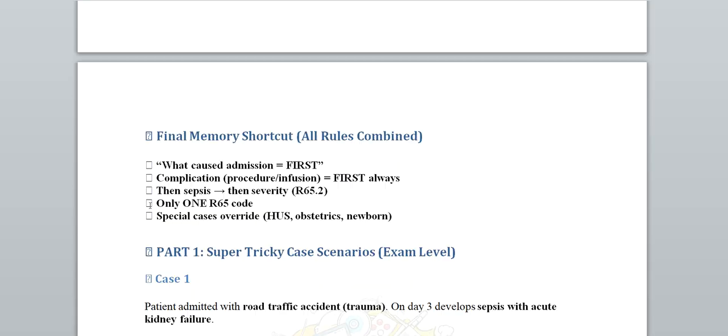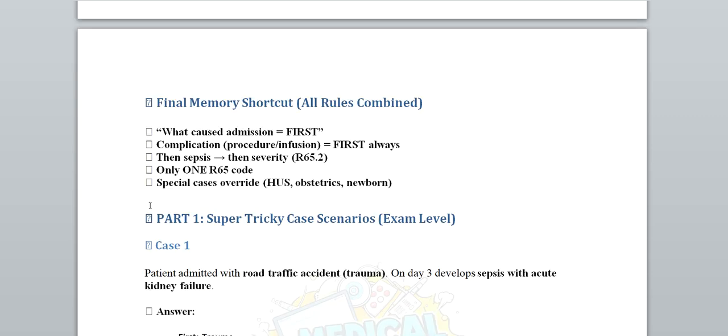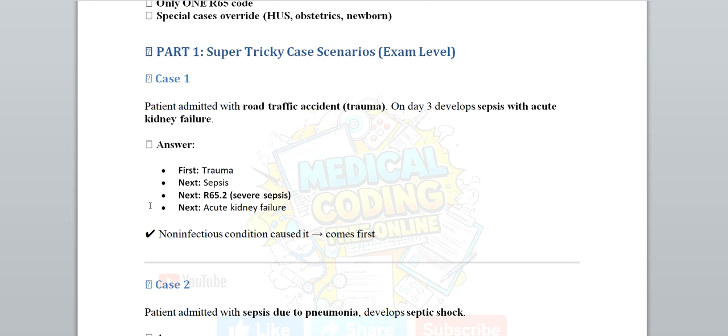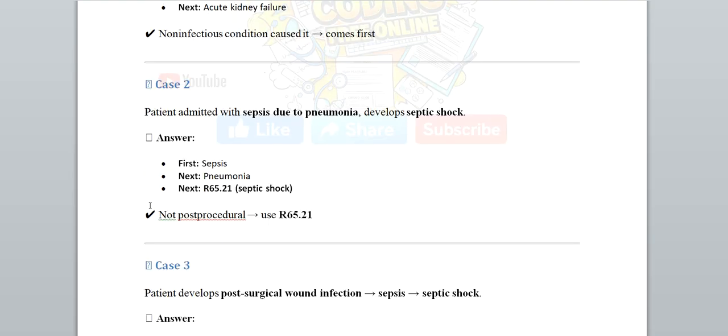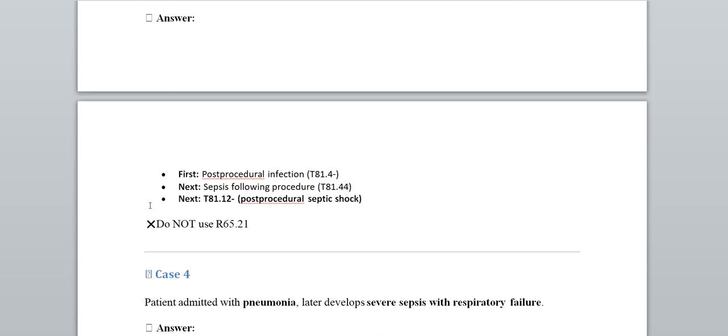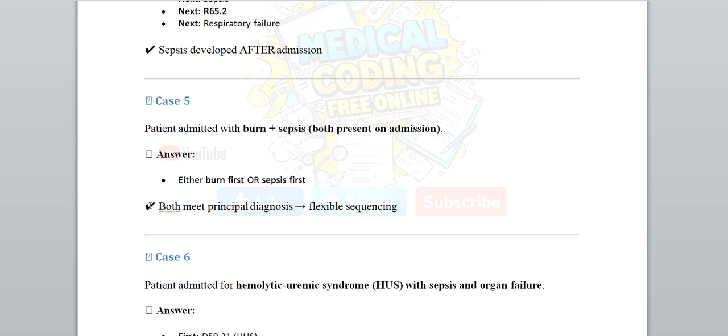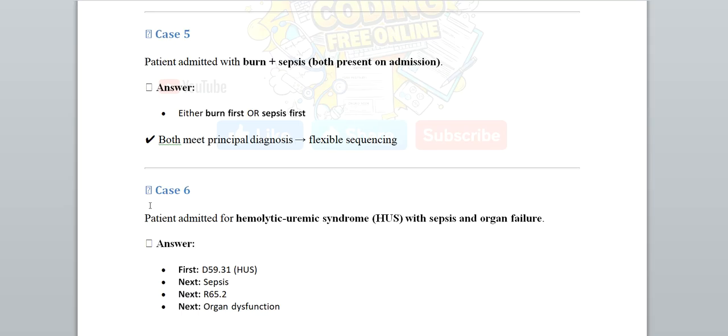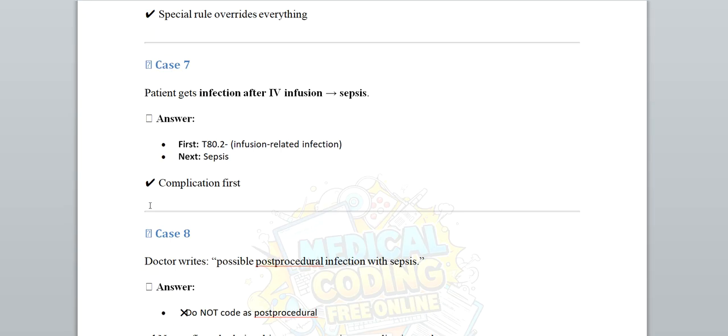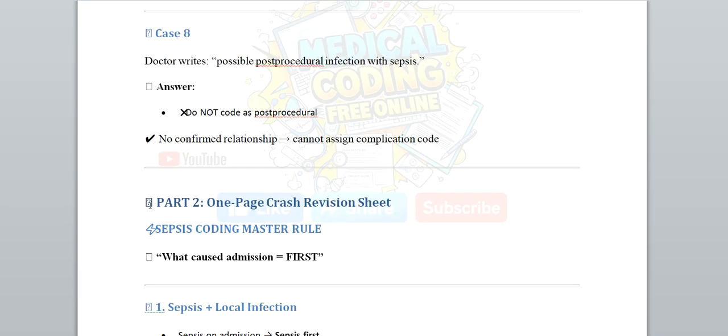So the final memory shortcut: what caused admission is first; complication from procedure or infusion is always first, then sepsis, then severity R65.2. Only one R65 code. Special cases override the general guidelines: obstetrics, newborn. There are other questions also. For your knowledge, after completing the class, check these answers once.